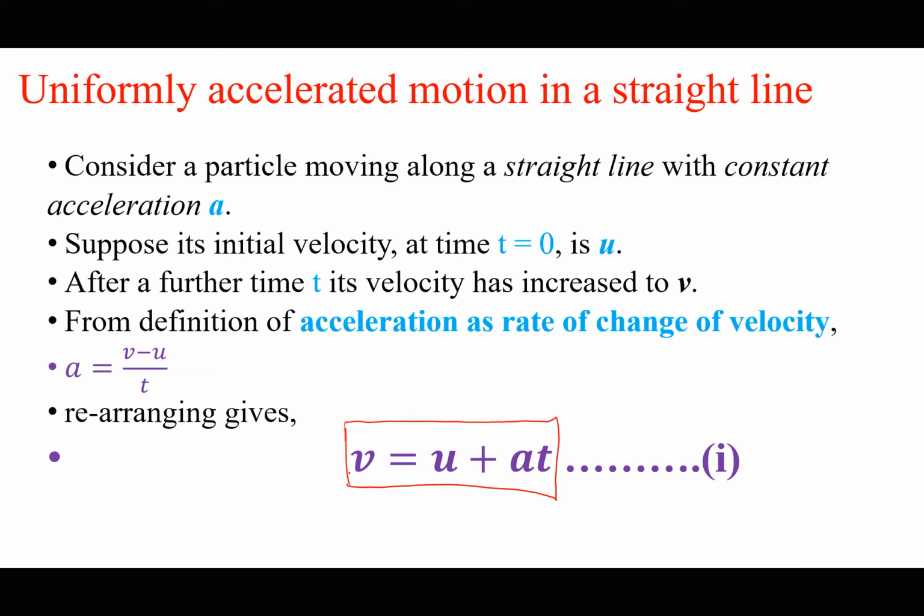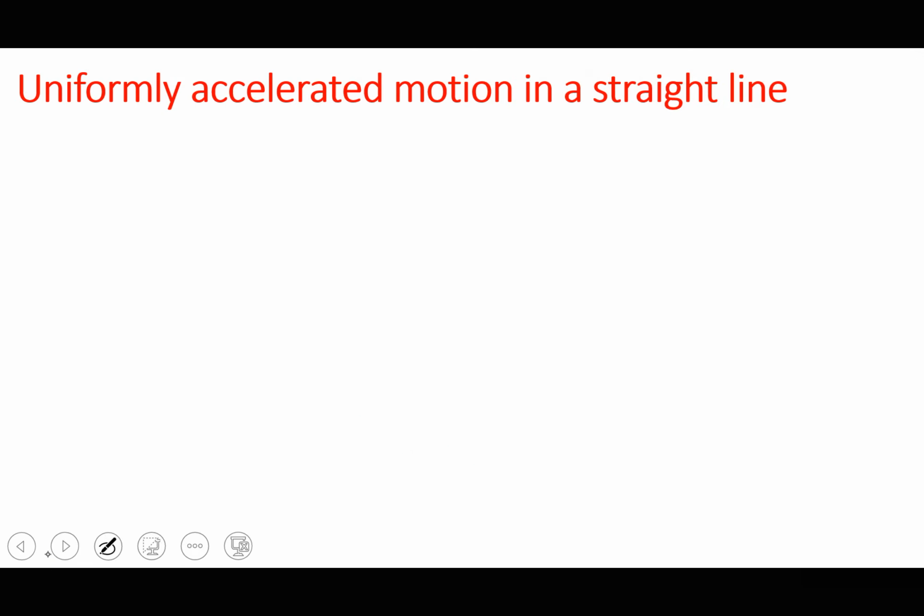v equals u plus at. We just got it from the definition of acceleration as the rate of change of velocity, where we got final velocity minus initial velocity divided by time, and we just rearranged the equation and got v equals u plus at, where a is acceleration, which must be uniform, or constant. Okay. Now number 2.